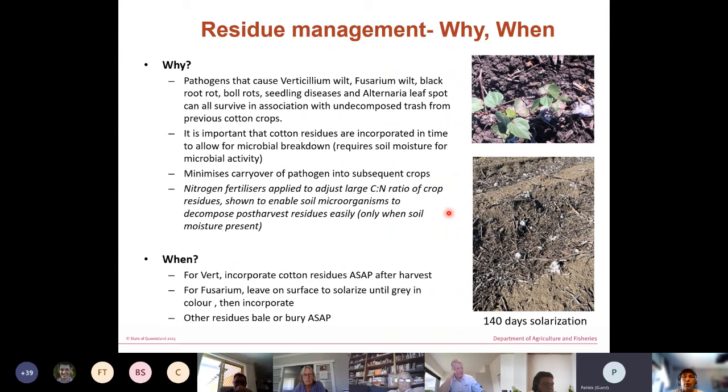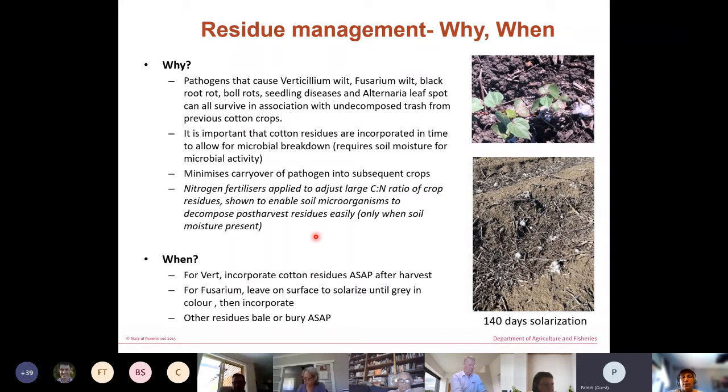A key thing though is that breakdown of the trash and inoculum requires moisture. And we saw that through the drought. That's why we have had a lot of carryover of the trash. Without soil moisture, the microbial activity is not going to be there, and therefore you don't get the breakdown of your trash, and you don't get the breakdown of the microsclerotia either.